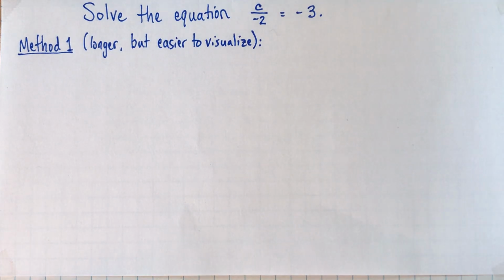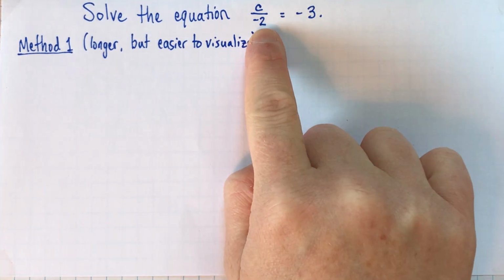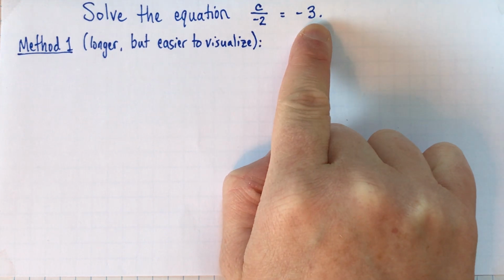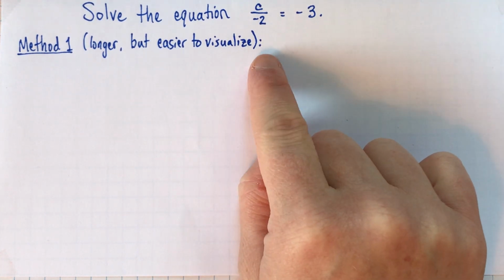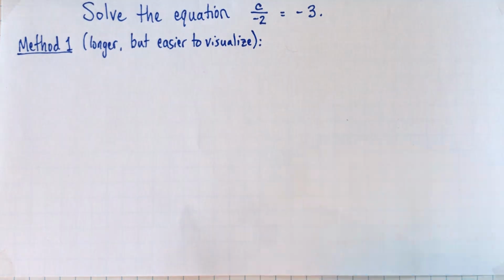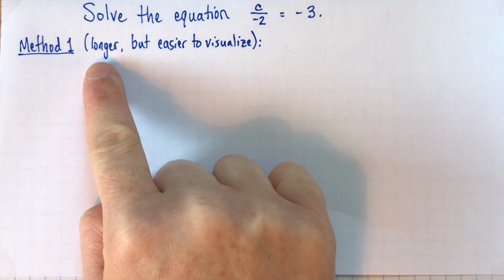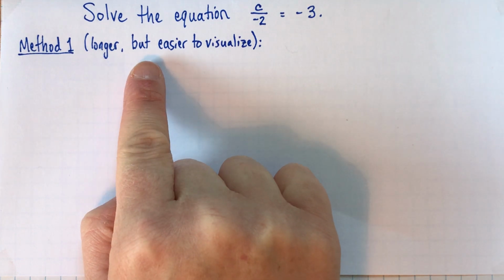In this video, we're going to solve the equation c divided by -2 equals -3. And I'm going to actually solve it twice. I'll show you two different methods and then you can choose the method you like better. The first method, I'll tell you straight up, it's longer, but it's also easier to visualize.